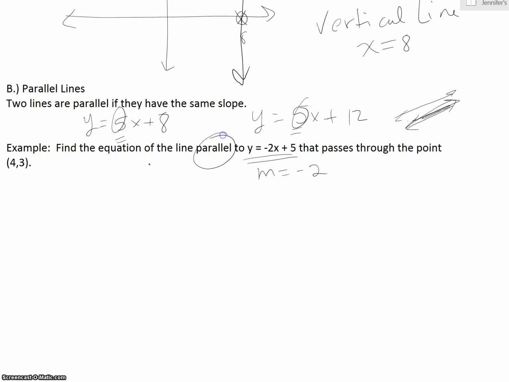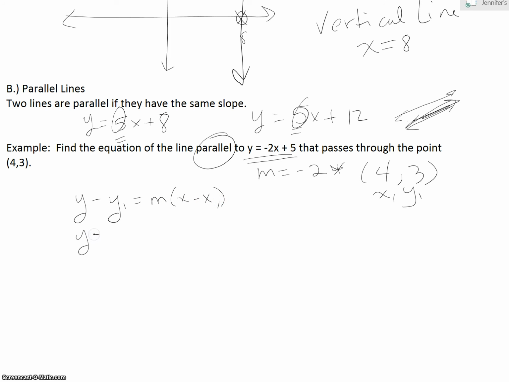Well, if I want to be parallel, then my slope must also be negative 2. So I need my slope to be negative 2, and I want it to go through the point (4, 3). So in this particular problem, I know a slope and I know the point, which tells me I'm going to use point-slope form. From video 1, we learned point-slope form, which is y minus y sub 1 equals m times x minus x sub 1, and we're going to plug in our point.